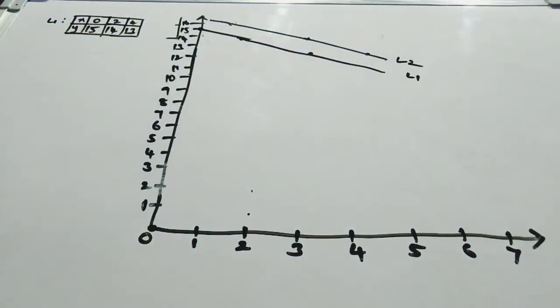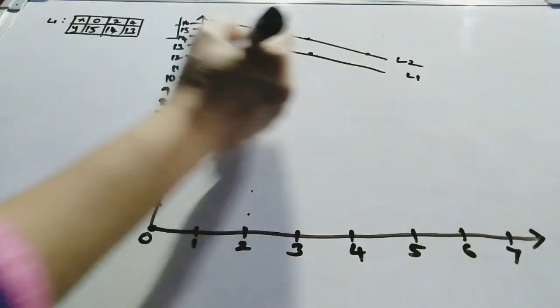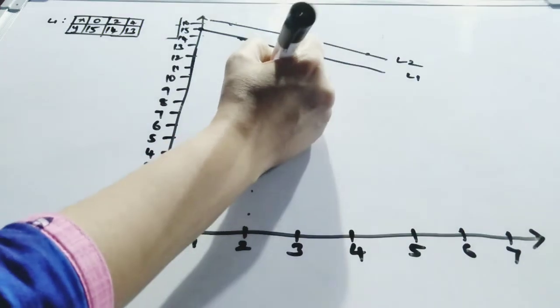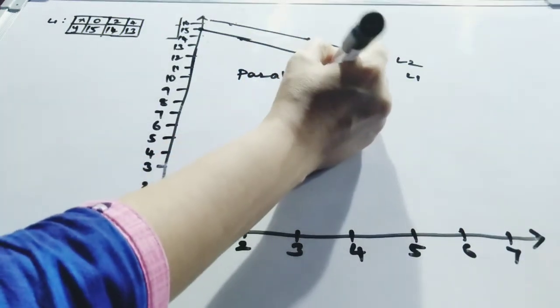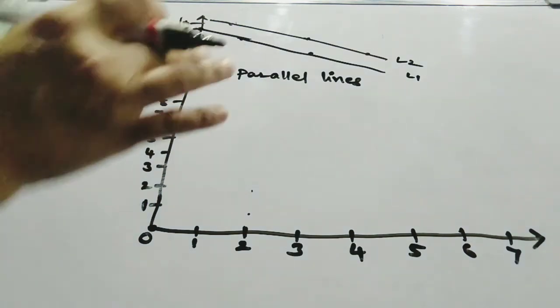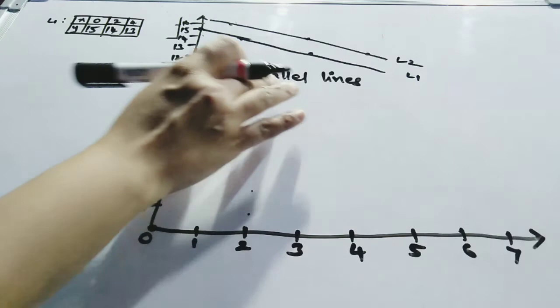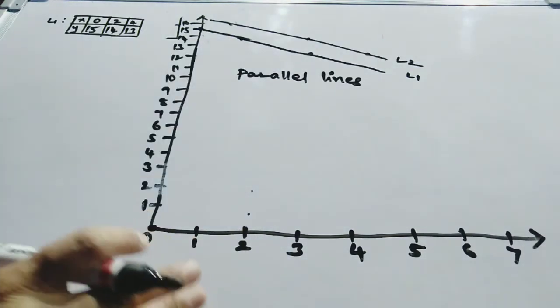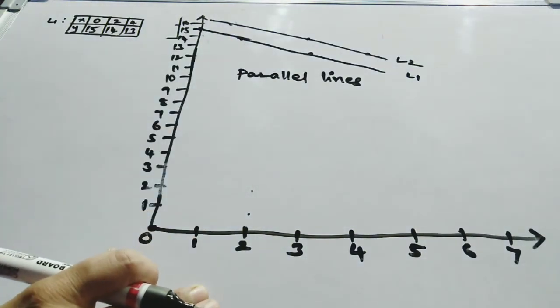It is a pair of parallel lines. What kind of straight lines did you get? You got parallel lines. Write it below this graph. Here I have no space to show you, that's why I am writing it after drawing the graphs. It is a pair of parallel lines.